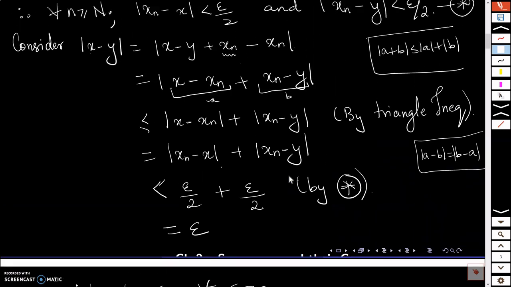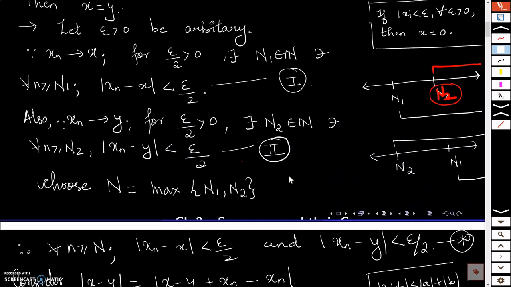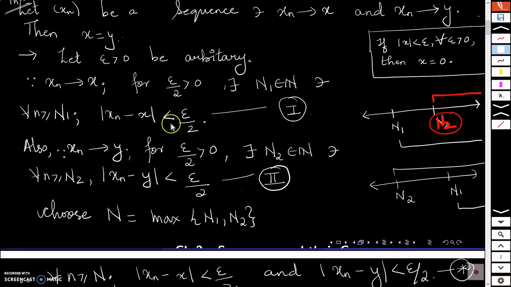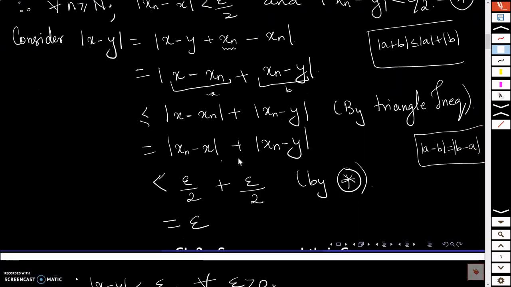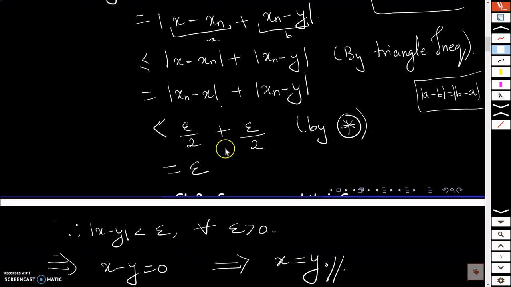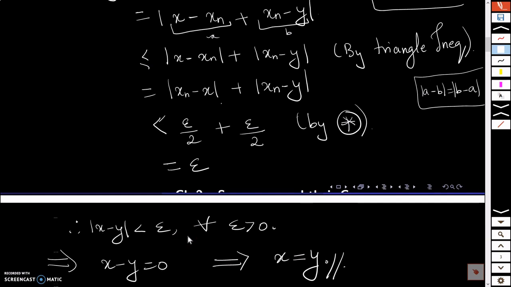So why did I start with epsilon by 2 in the beginning? If you see, I started with epsilon by 2 because I wanted to add epsilon by 2 and epsilon by 2 at the end stage here. At this stage I wanted to add them. So if I had picked up epsilon and epsilon here, I would have got 2 epsilon. Even that is okay. But finally I wanted epsilon here, because that's how we have been doing things. So this shows that the limits are unique.